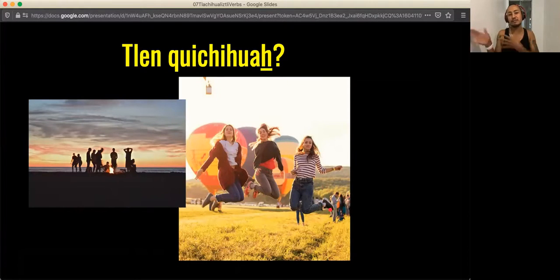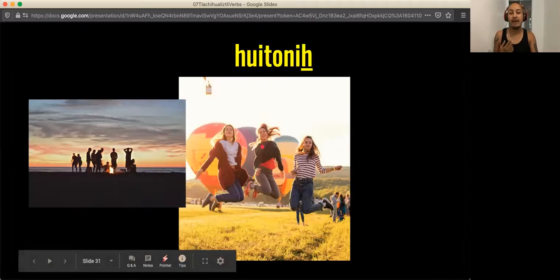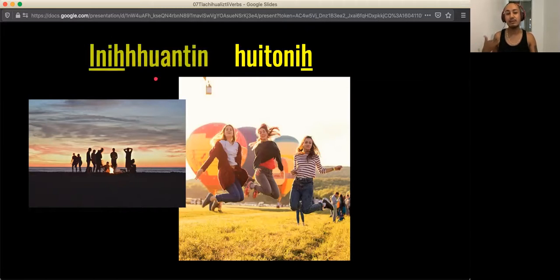And if it was a group of they over there, if I was pointing at them or just talking about somebody over there, I would ask tlen kichiwa, with an H, and I would say huitoni. Notice there is no prefix in front here either, but there's an H at the end, and that's how we know that it's more than one person. So huitoni, they are jumping, okay? So inihuantin, huitoni, they are jumping.